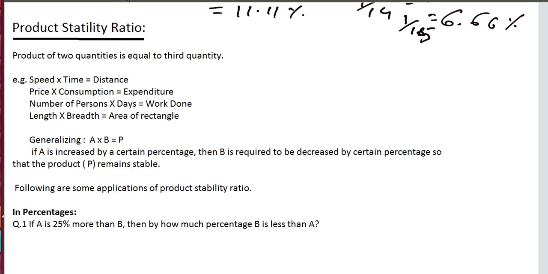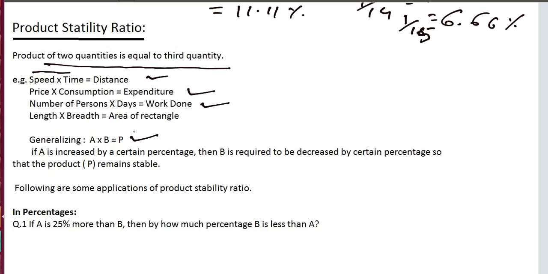There is something called product stability. So what is product stability? You can use this product stability ratio in situations where the product of two quantities is equal to a third quantity. For example, speed into time is equal to distance, price into consumption is equal to expenditure, number of persons into days is equal to work done, or length into breadth is equal to area of a rectangle. In general, if we have the product of A and B equal to P, we can use this product stability ratio.